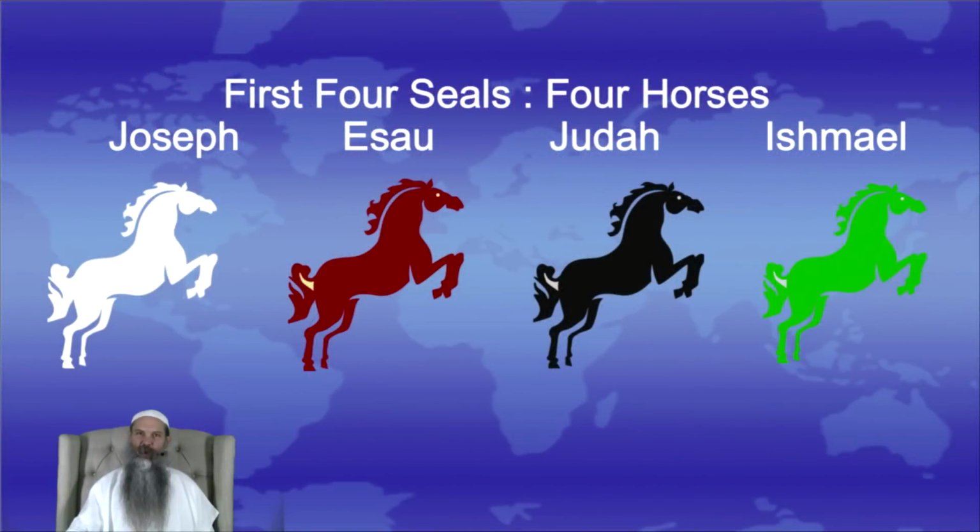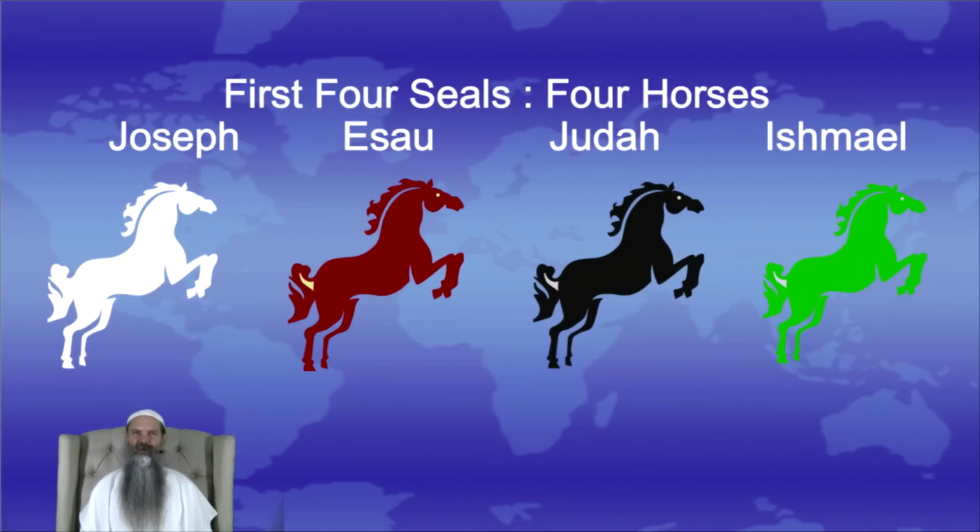So when we get into the next part, we're going to talk about the first 4 seals and how at the first 4 seals there's released a horse of a different color. The first horse, we'll talk about this in the next part as well, but the first horse that's released is a white horse. And we're going to see that this represents the descendants of the biblical patriarch Joseph.